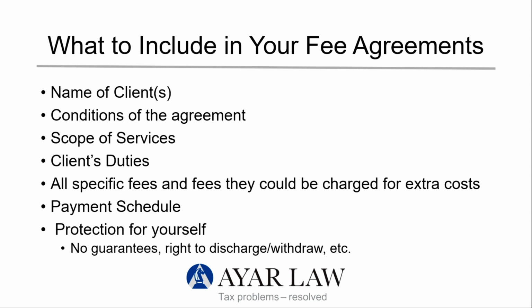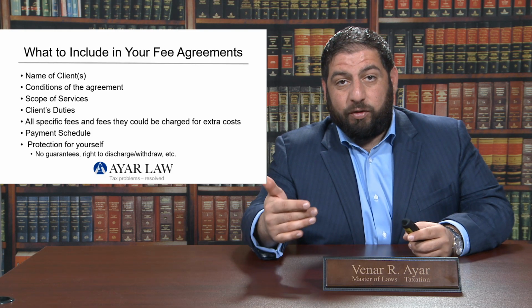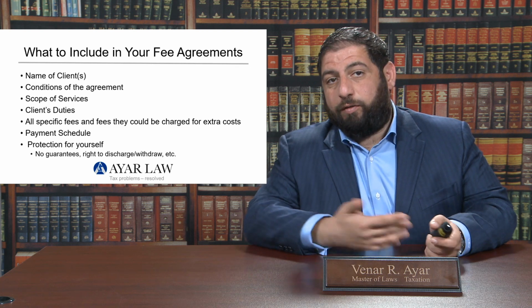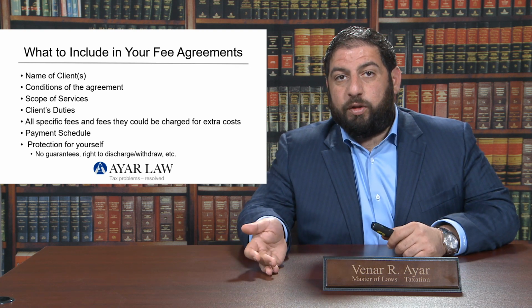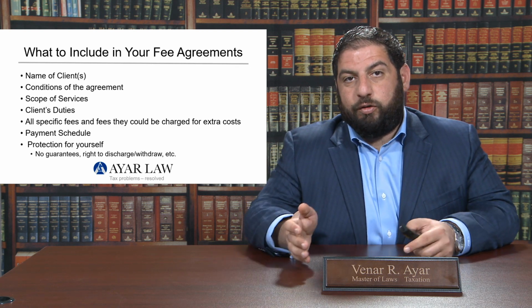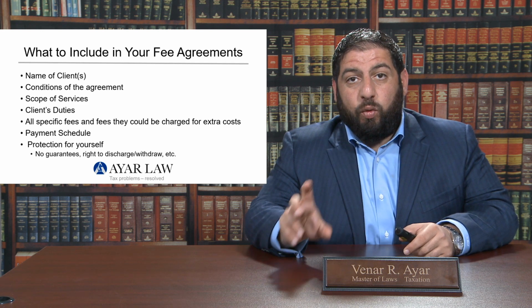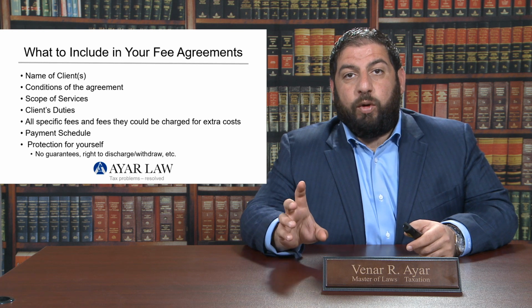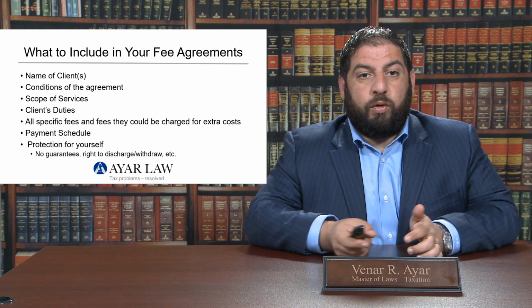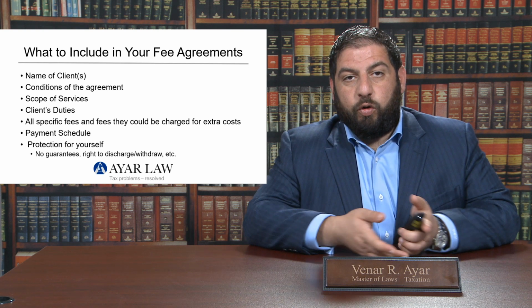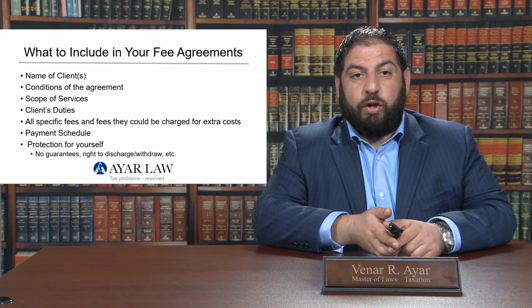Any specific fees and charges that they could incur later. A payment schedule. When people are paying in payments, I put that right in the fee agreement. You're going to pay $5,000 in equal monthly installments of $500 each, or whatever schedule you agree on. Put it right in the agreement, so that way you have something to reference back to. Then always make sure you put some language in there to protect yourself.